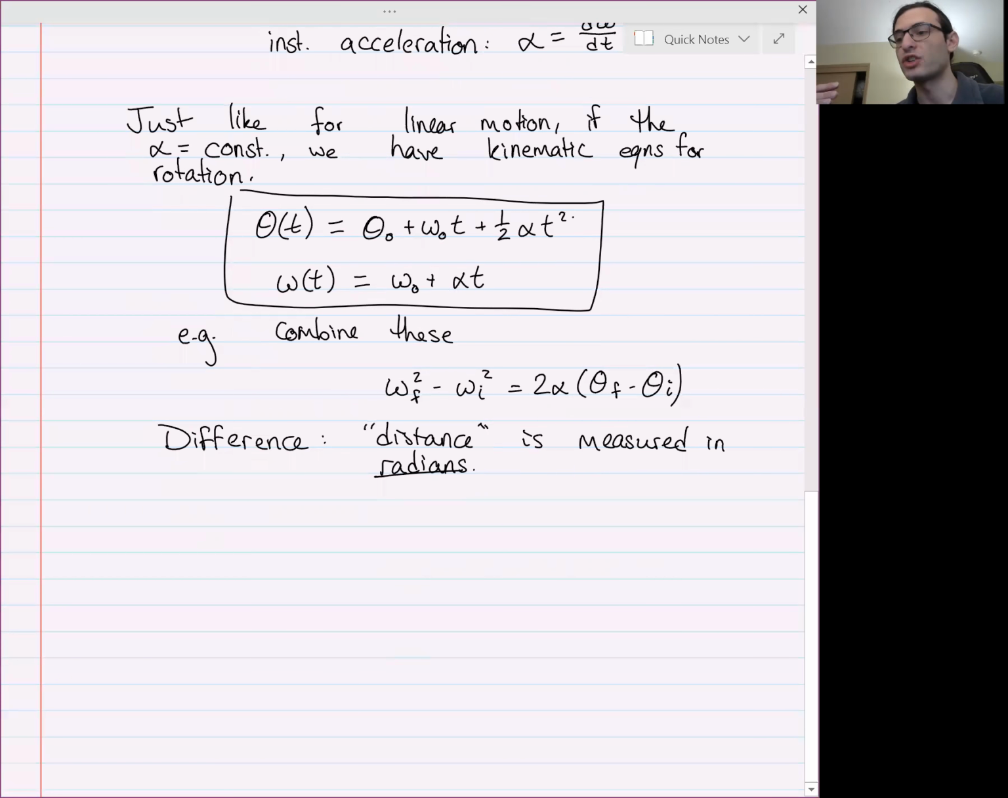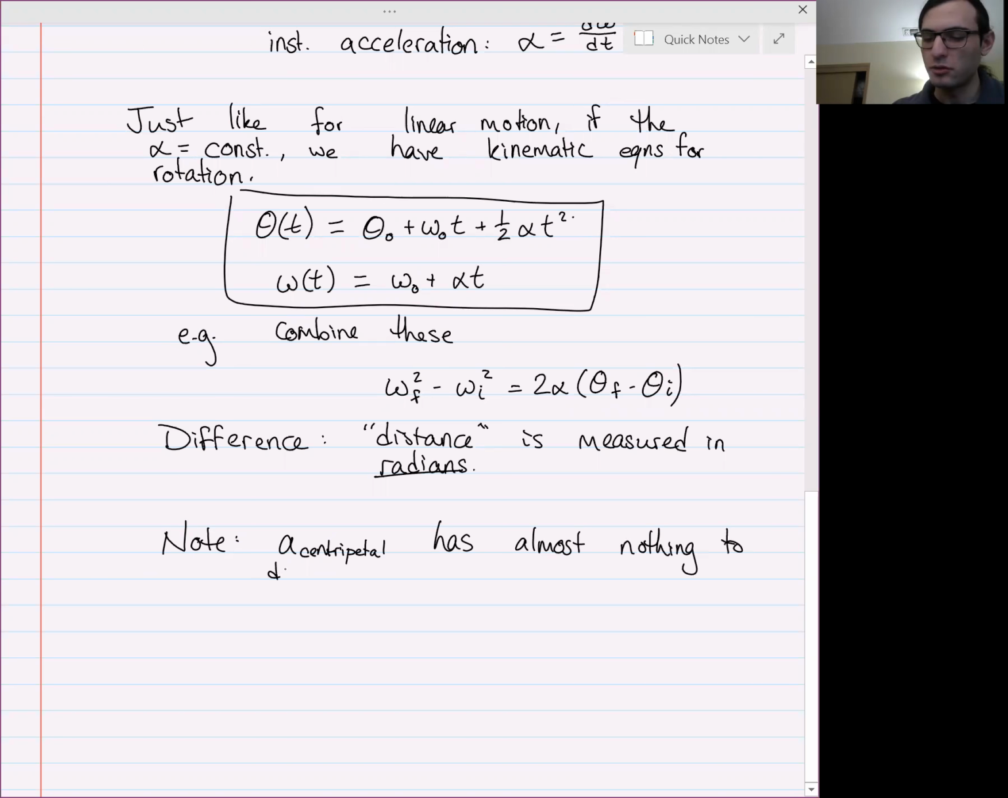You can have 3-dimensional rotational motion where you have rotation about 3 distinct axes. That's a thing. Just as a quick aside, so nobody gets confused, centripetal acceleration has nothing to do, or almost nothing to do, with alpha. They're just unrelated concepts.